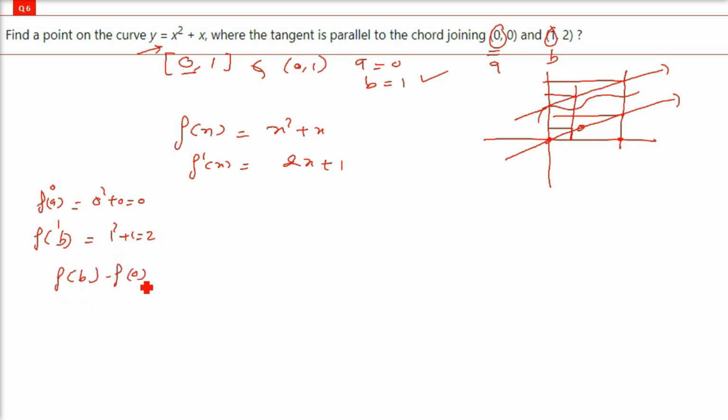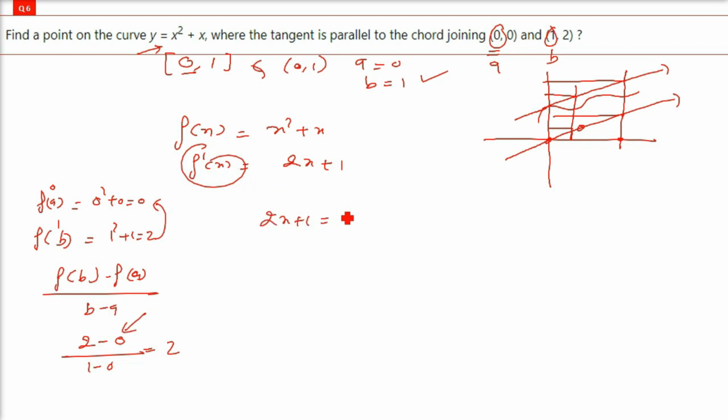(f(b) minus f(a)) by (b minus a). B of course is 1, a is 0. f(b) we have already found out, 2 minus 0 divided by 1 only. So 2 will come. Now you have to equate this differentiated value to 2. So 2x plus 1 is equal to 2, 2x will be equal to 1, x will be equal to 1 by 2. So x is 0.5 or 1 by 2, which is in between 0 and 1.